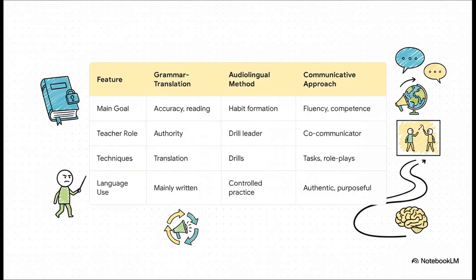And when you put the communicative approach side by side with the old methods, you can see just how massive this shift really was. The main goal was now fluency and competence, not just perfect accuracy. The teacher went from being a drill sergeant to a partner in communication. And the classroom activities changed from translation and drills to things like role plays and problem-solving tasks, using real, authentic language. It was a whole new world.